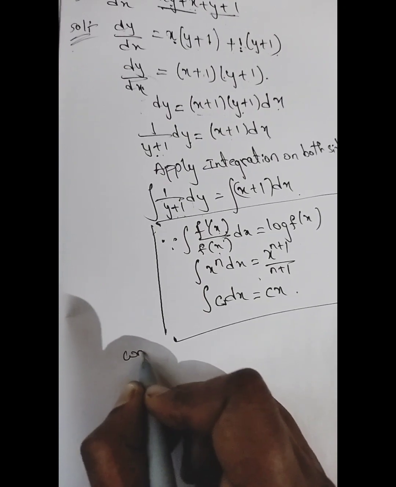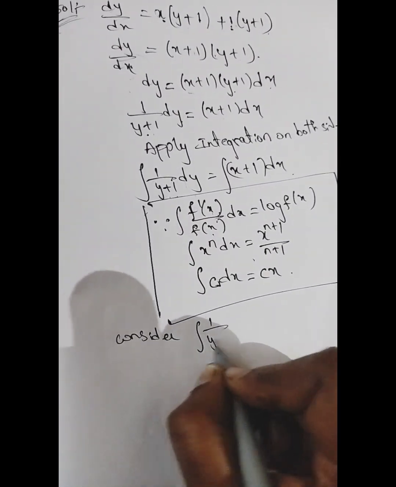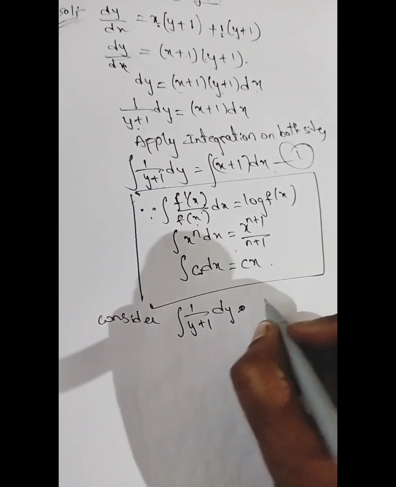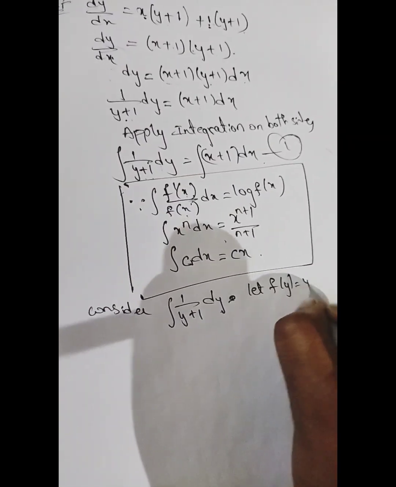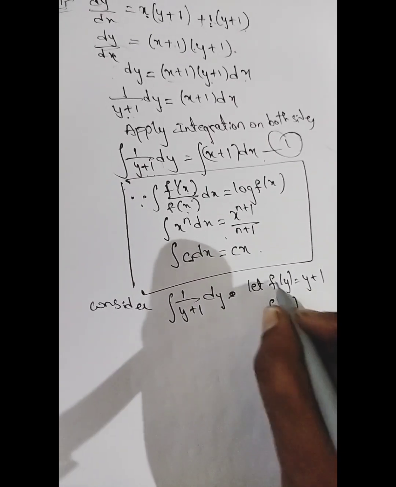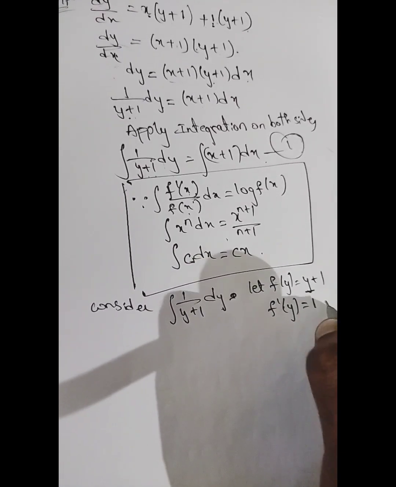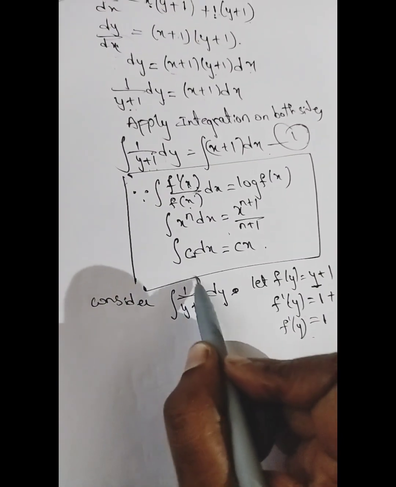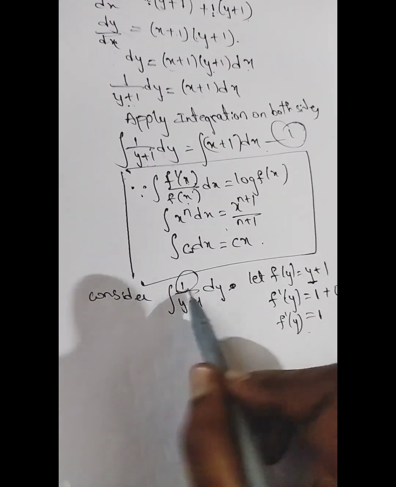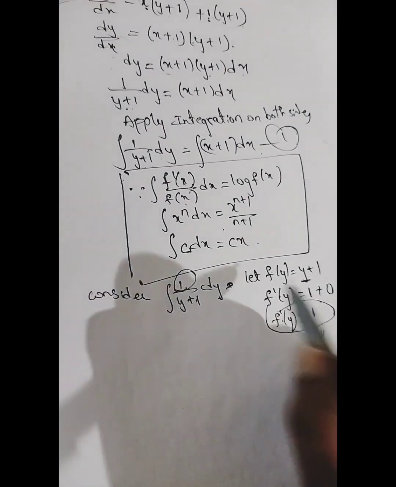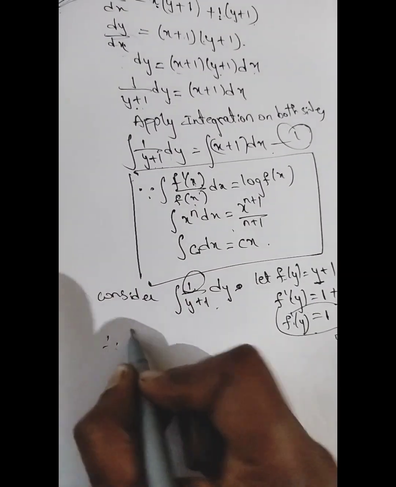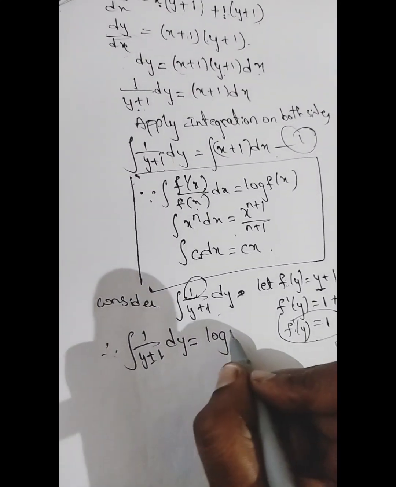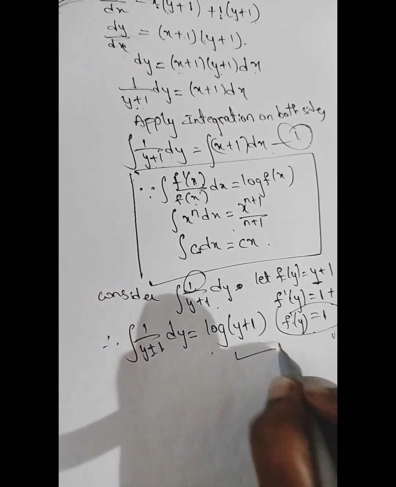So consider integral 1 by y plus 1 dy equal to, let f of y equal to y plus 1. So what is the differentiation of this? f dash of y equal to, y derivative is 1 plus 0, so f dash of y equal to 1. Now according to this formula, in place of f dash of y we have 1, and in place of f of y is this one. So now integral 1 by y plus 1 dy equal to, directly you can write log f of y, that means log of y plus 1. So this is finished. Take this as equation 2.